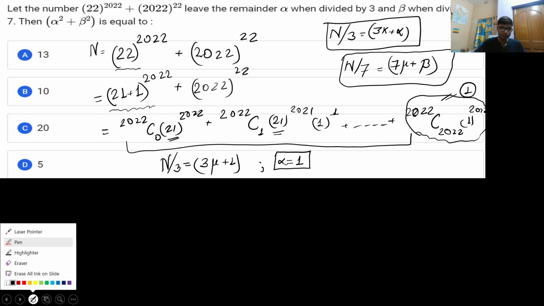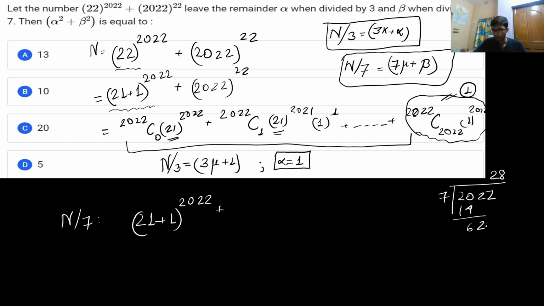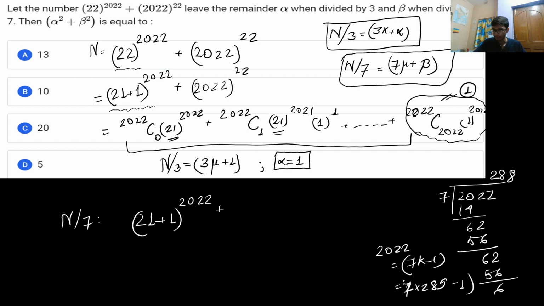Now solving for the next condition: what happens when the number is divided by 7. If you look at 2022, you can see 21 is basically divisible by 7. So you can again write it as 21 plus 1 whole raised to the power 2022. If you find the divisibility of 2022 by 7, dividing gives 288 and the remainder is 6. You can also write 2022 as some multiple of 7 minus 1. So instead of writing 7 into 288, you can also write 7 into 289 minus 1. I hope this is clear.